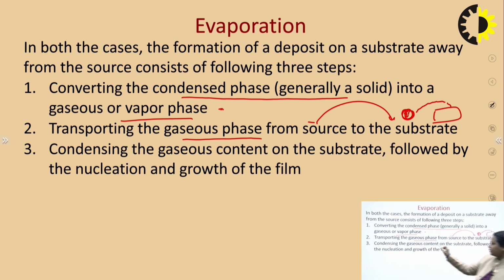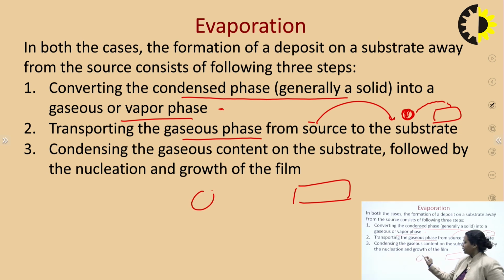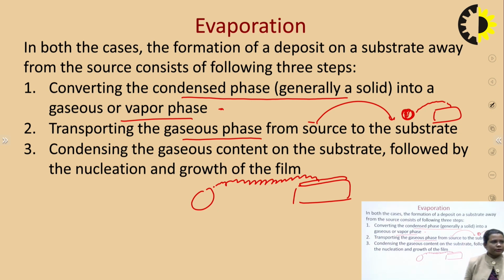Now, condensing the gaseous content on the substrate. This is the substrate, this is the solid thing, and from this you can say the wafers are coming. Now they need to settle to create a layer. So this is all happening in this process, that is evaporation, right? I have written: condensing the gaseous content on the substrate, followed by nucleation and the growth of film.